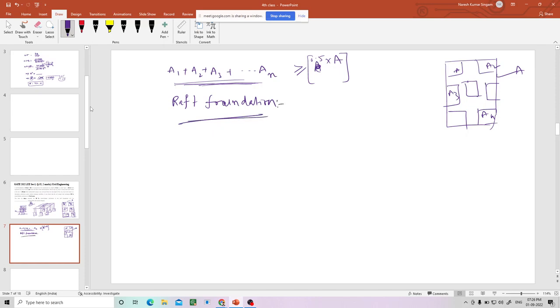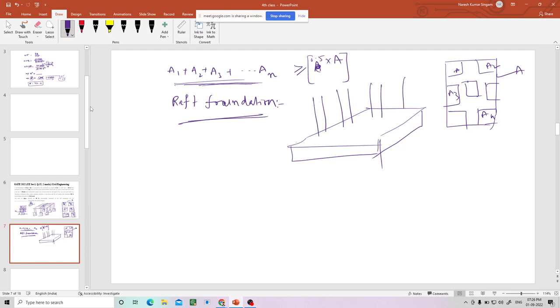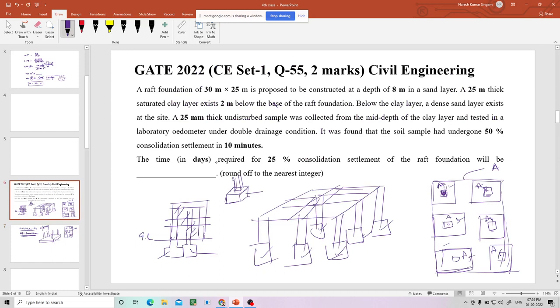Raft foundation is a common foundation for all the columns. Okay, this is the foundation. Let us say there will be columns like this. There will not be individual footings. This common footing is called a raft foundation, which has greater width and greater length compared to small, individual footings. Now this is all about the raft foundation.